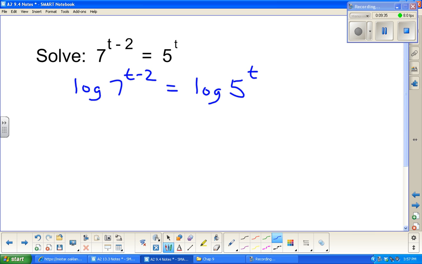If we do that, so I just put a log on both sides, I'm going to use the property here twice. I have a log of something to a power, and I'm going to bring that out front.